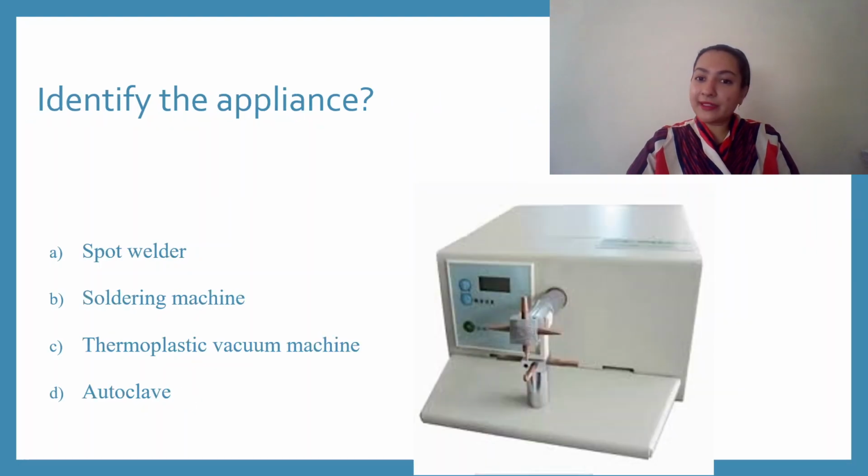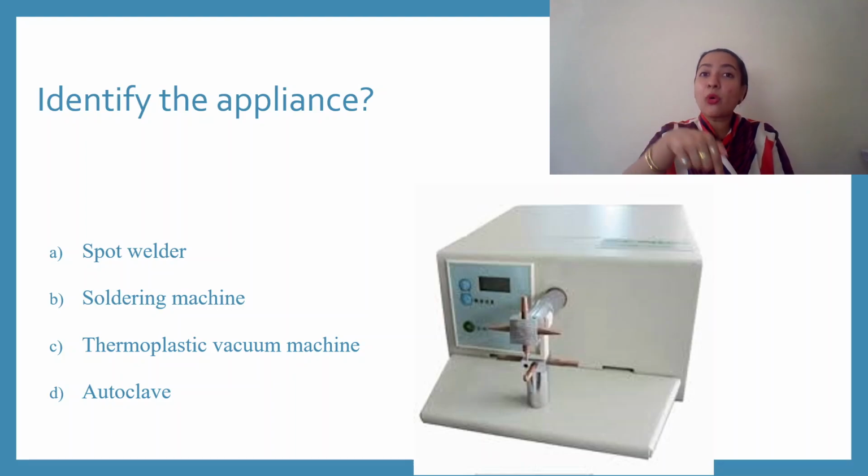Next question, identify the appliance. Again, all of you might have seen in your lab that this particular appliance or this instrument is kept. Maybe you have not noticed, but this is a spot welder. Okay, welding and soldering, these are two different terminologies. They both are used in orthodontics and welder is often used to weld a particular thing onto the band. Okay, there can be a buccal tube or any small appliance which has to be welded.